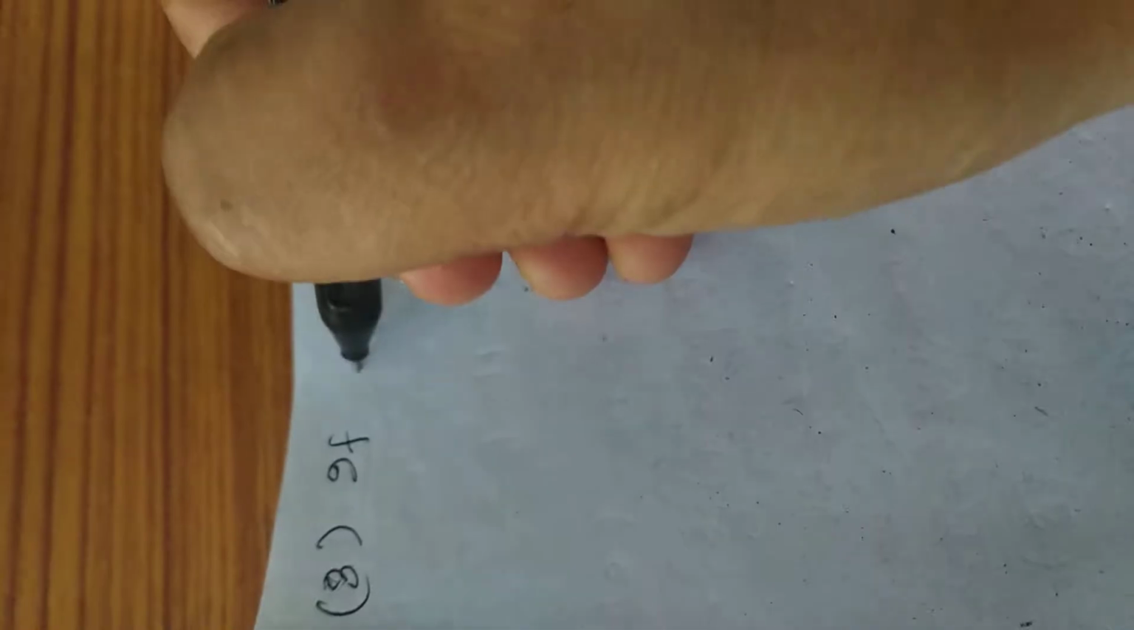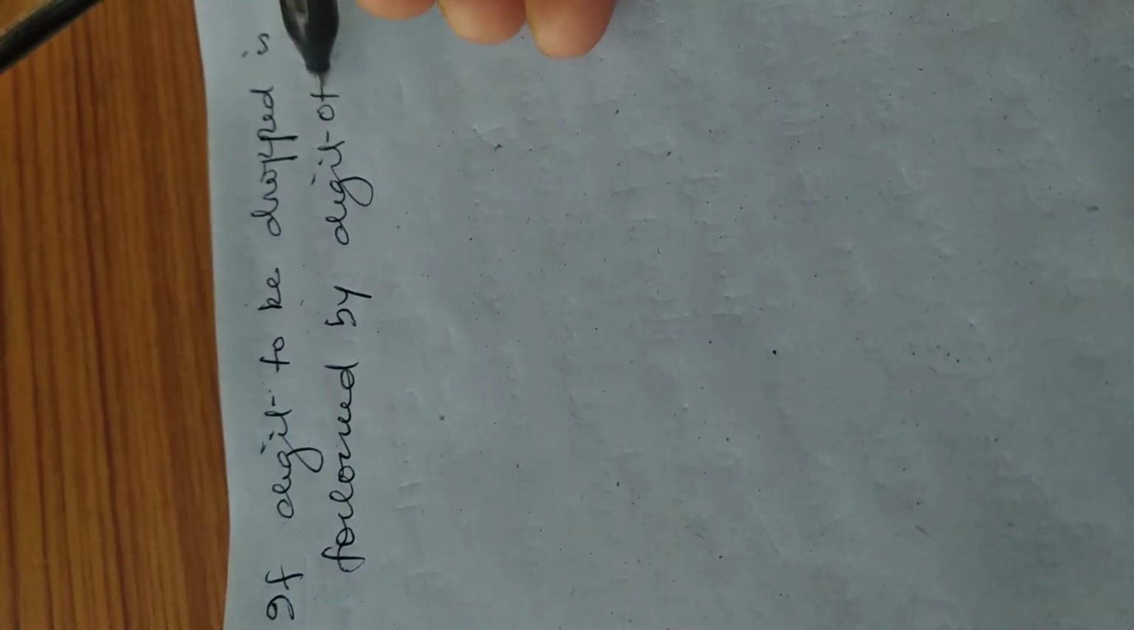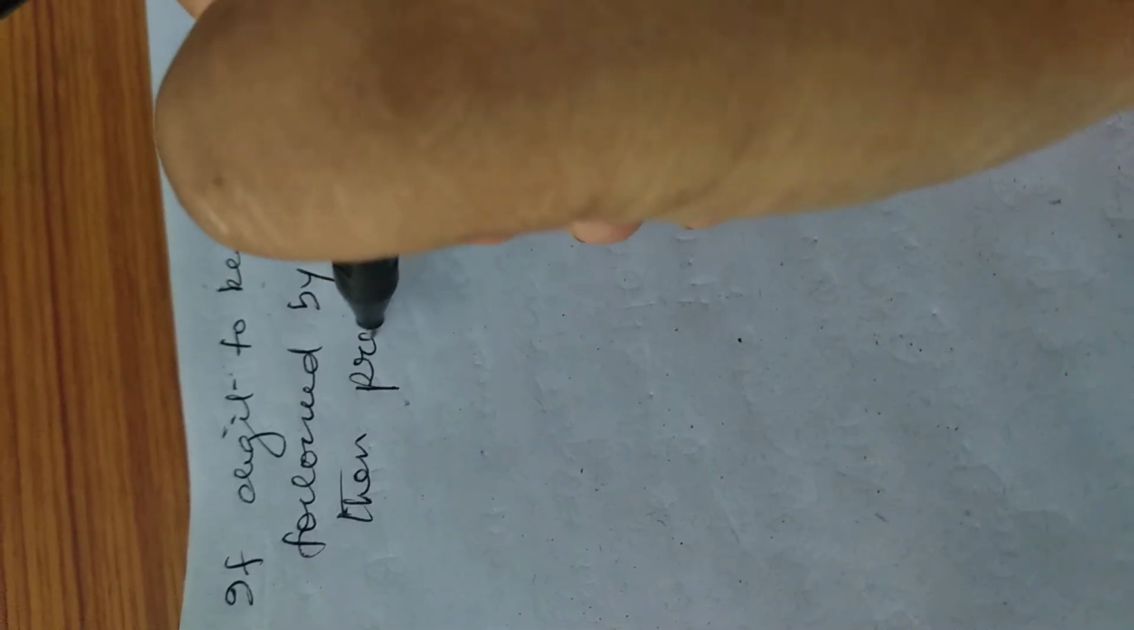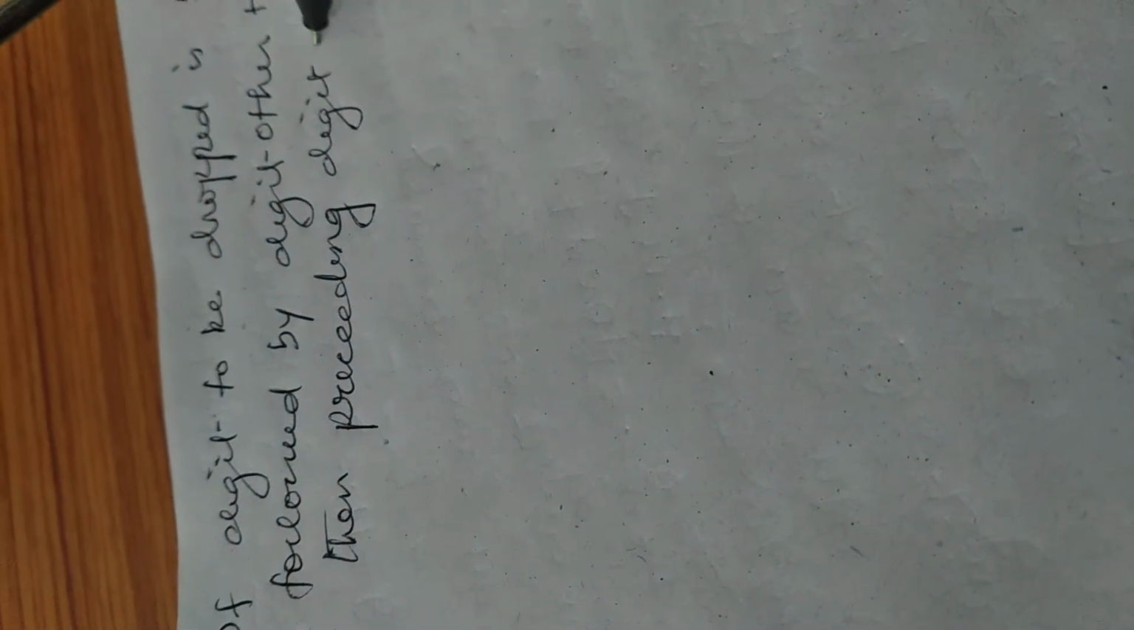Now comes the third rule. What is your third rule? If the digit to be dropped is 5 followed by a digit other than 0, then the preceding digit is raised by 1.